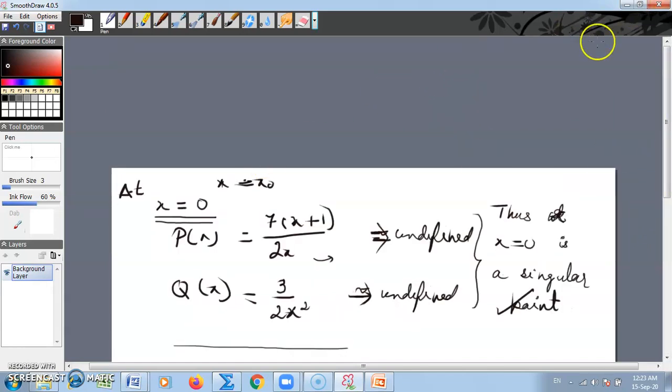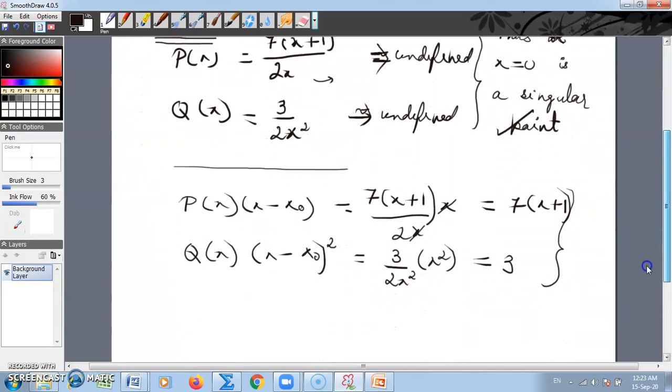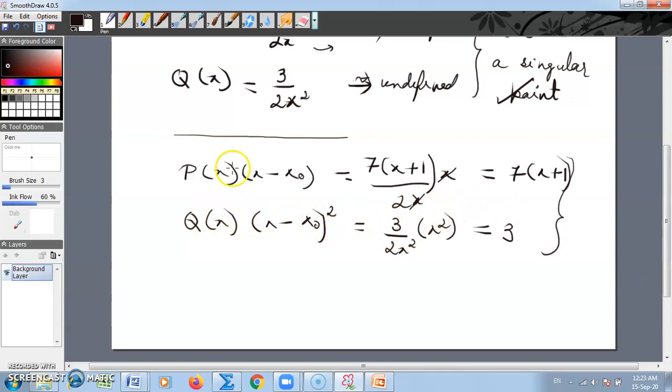I find it very difficult to manage this board actually. So we find that thus x is equal to 0 is a regular singular point.